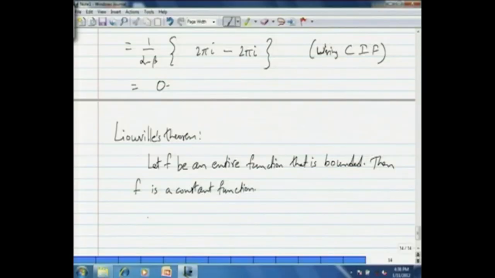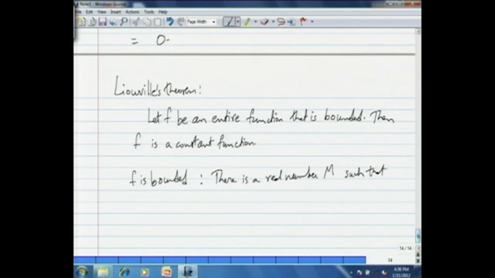Okay. So, let me write that down. Recall f is bounded means that there is a real number, capital M, greater than or equal to 0 of course, such that modulus of f of z is less than or equal to M for all z belongs to C. In this case C. So, normally speaking, z belongs to the domain of f. Okay, that is what f is bounded means.